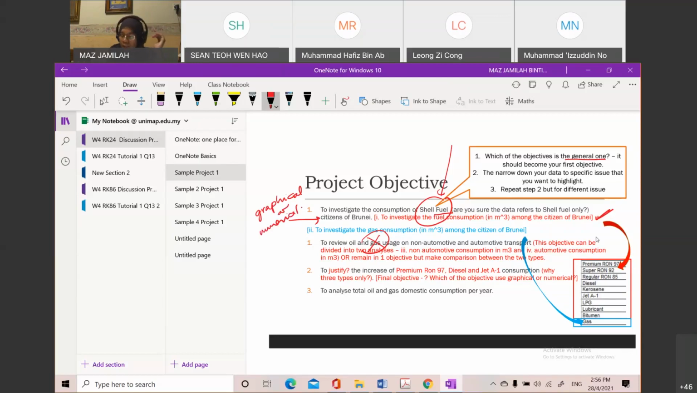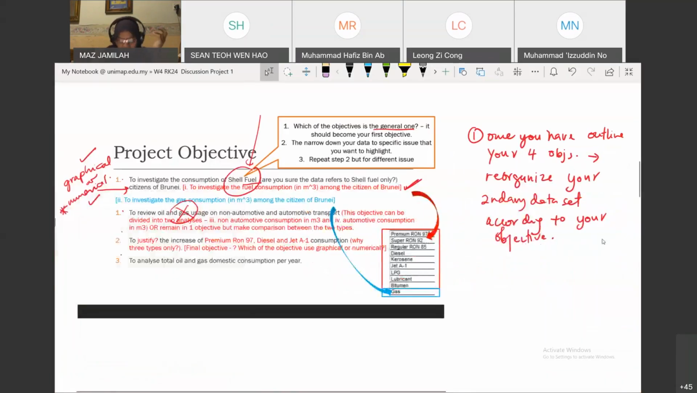Okay, now, as I said before, from the 4 objectives, you must have a mixture of graphical and numerical, at least one numerical, or at least a combination of 2 graphical, 2 numerical. So what I can say from this, to help you out if you don't know what to do, is that you can come up with the general one.